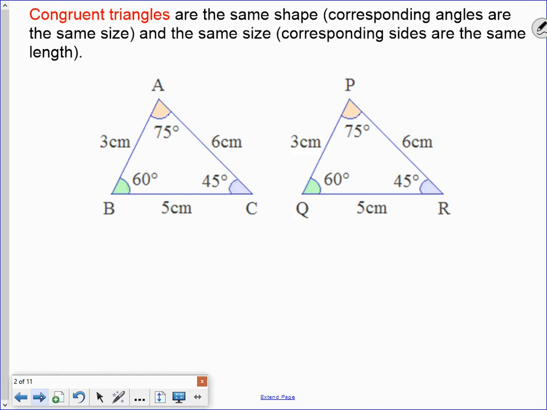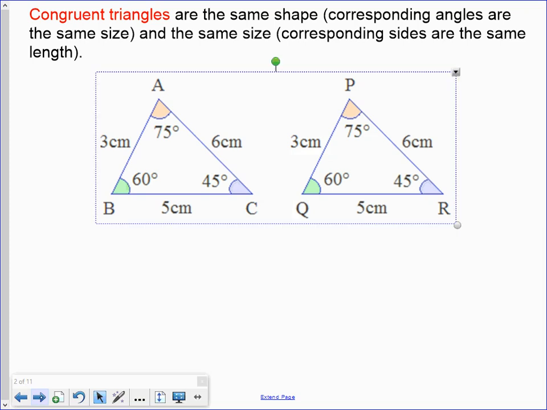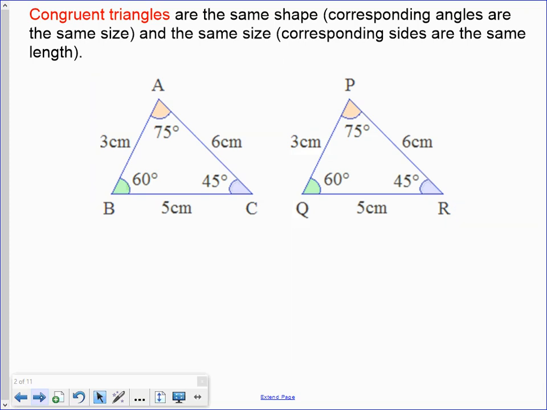In a previous lesson, we talked about congruent triangles. We said that congruent triangles were the same shape and that they were the same size. They were the same shape because their corresponding angles were the same, and they were the same size because their corresponding sides were the same. And we showed this picture of two congruent triangles. Similar triangles have the same shape, but they are not the same size.